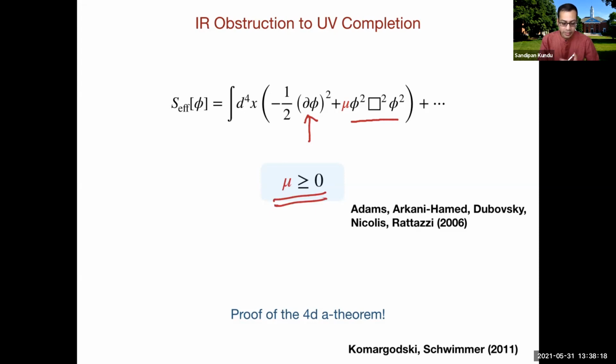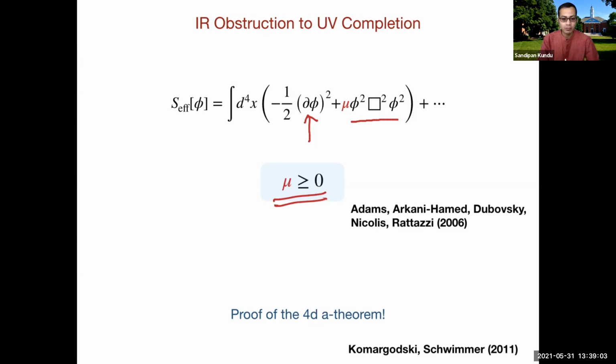So in other words, if mu is negative, there is no way this effective field theory can be UV completed. So to me, this is actually a really important result because it represents a significant departure from our traditional understanding of effective field theory. For example, it's not that everything goes. So there are effective field theories that can never be UV completed. More practically, this result actually played an important role in the proof of the 4D theorem. So this has applications as well.